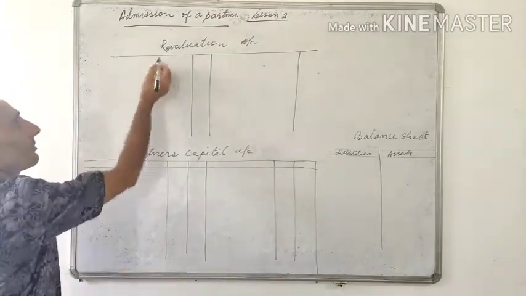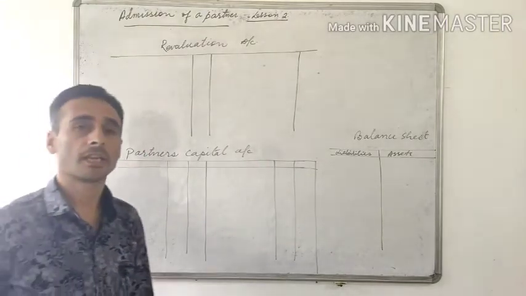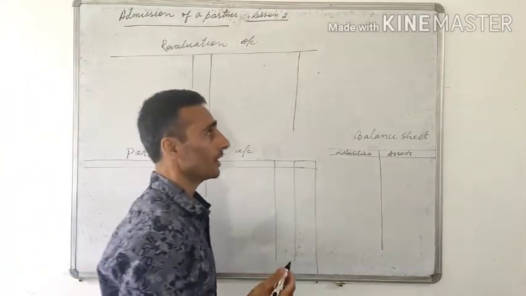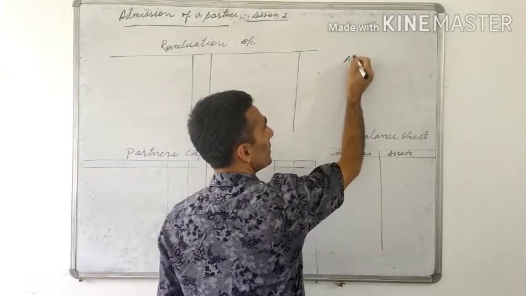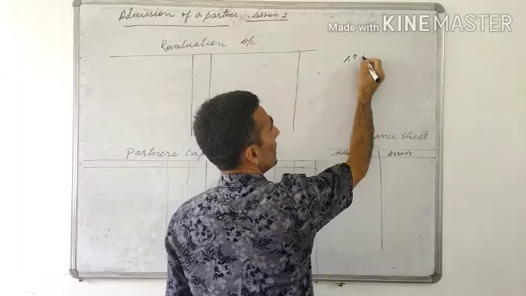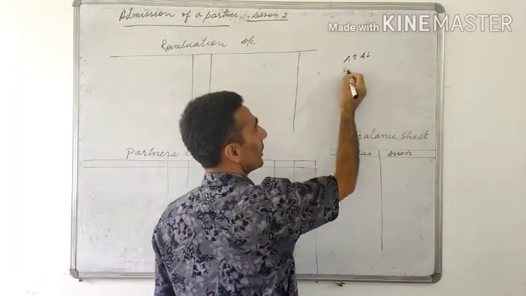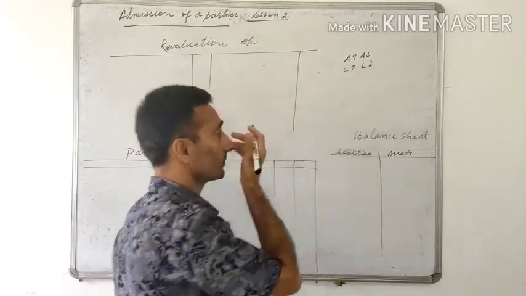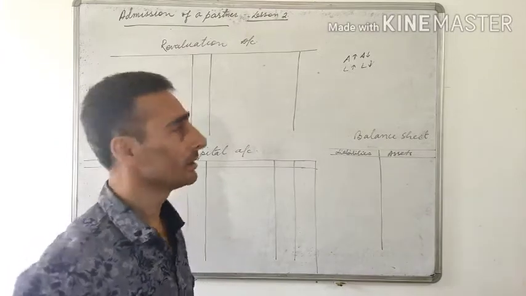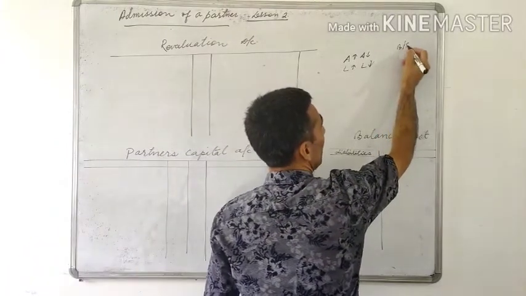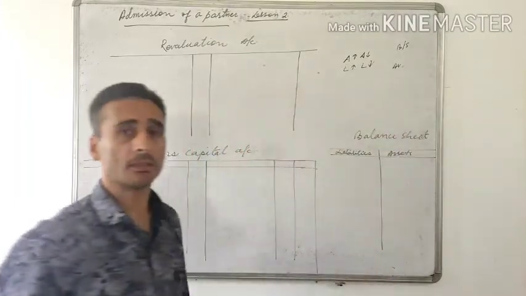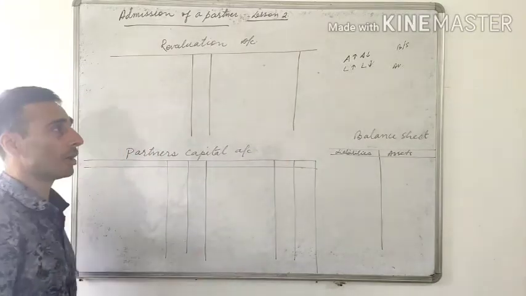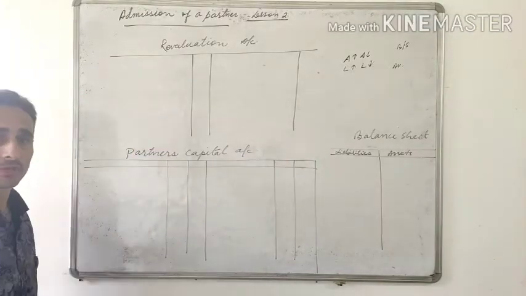Okay. Now, revaluation account is prepared by taking the increase or decrease in the value of assets and liabilities. To find out whether the asset is increasing or decreasing, whether there is increase or decrease in the liability, we come to know about this by comparing the value in the balance sheet and the agreed value as given in the adjustment. So this increase or decreased amount will come in the revaluation account.